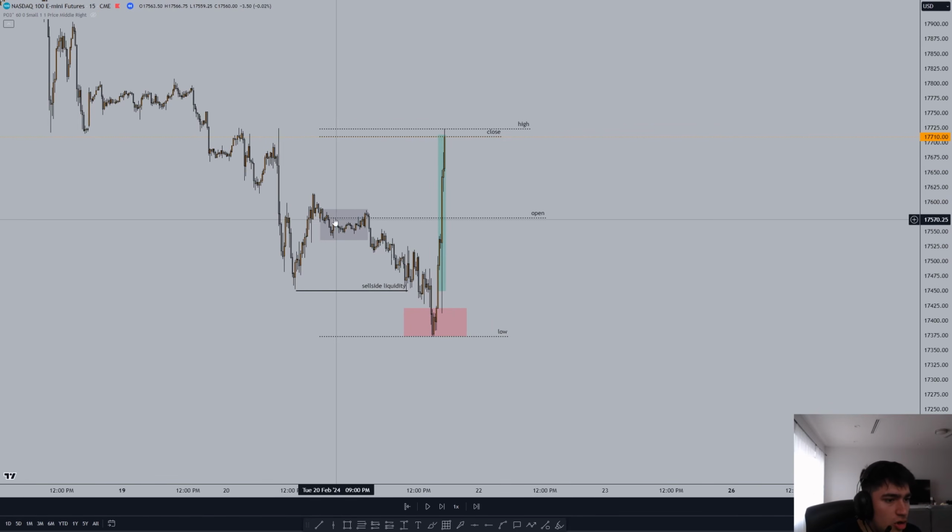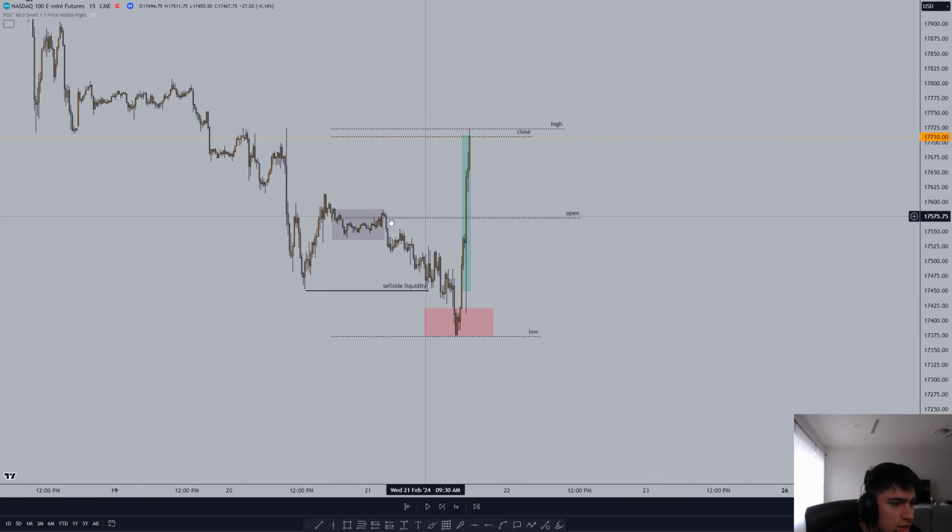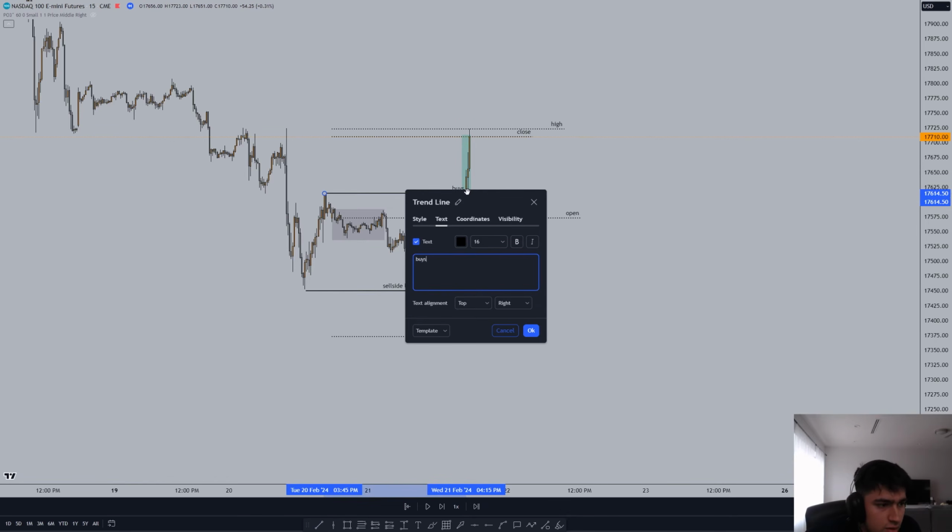Okay, and this is again open, low, high, close. See that? And what do we sweep? We sweep all this low resistance into this high right here. Okay, this is your buy side liquidity.